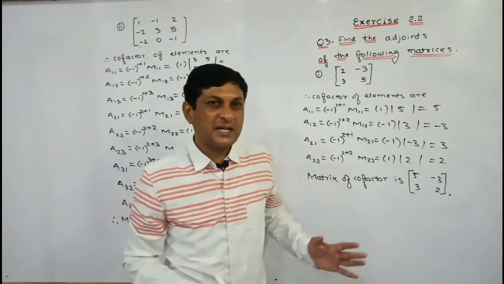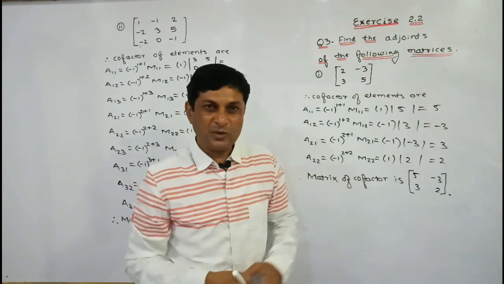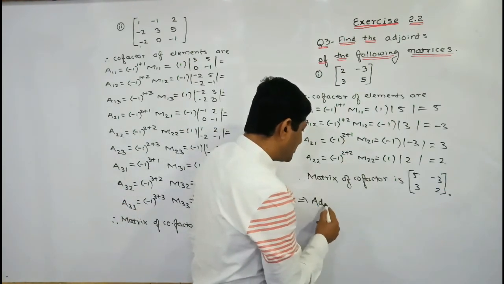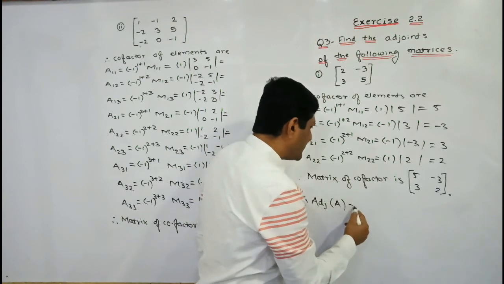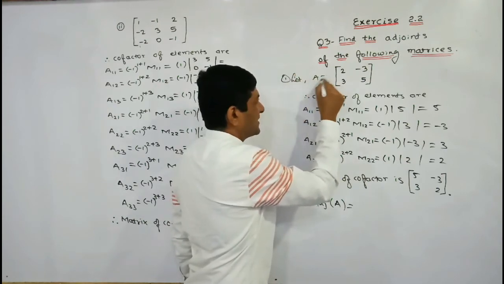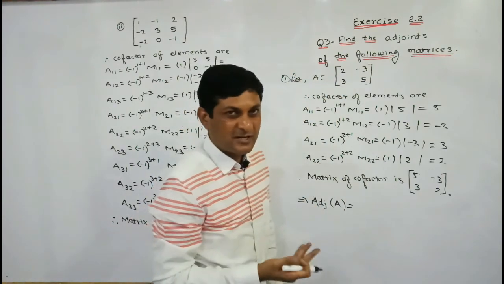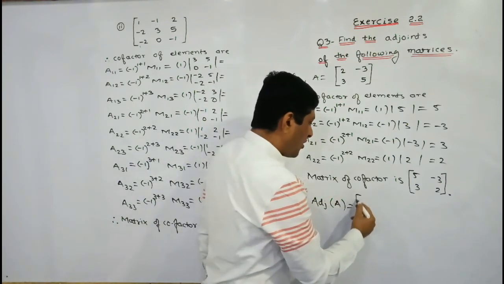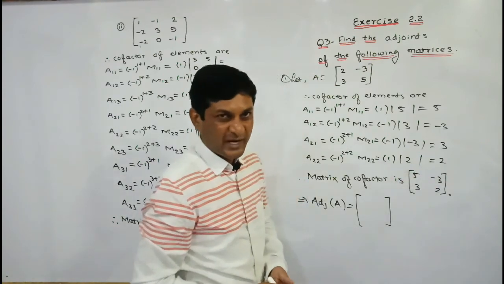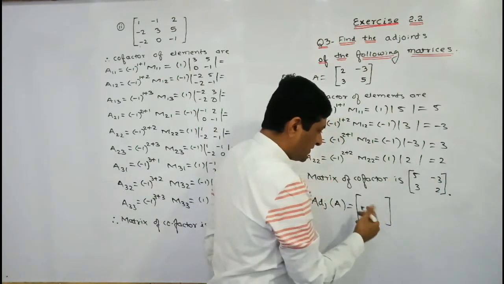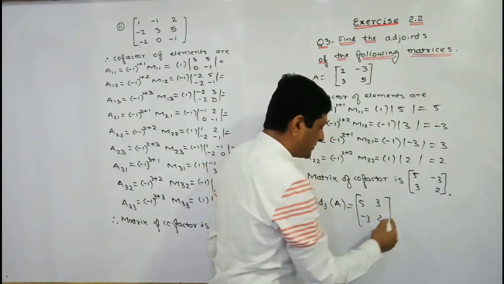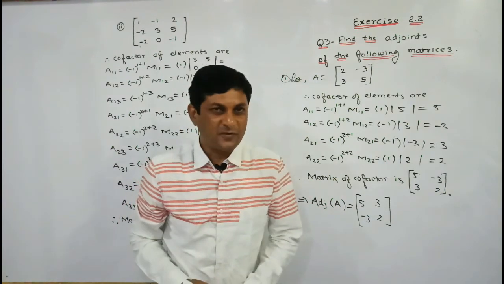Once the cofactors are collected in the matrix, it is called the matrix of cofactors. Now to find the adjoint of the matrix, let A be the given matrix. The adjoint of this matrix is denoted by this notation, and to obtain its elements, take the transpose of the matrix of cofactors. That means convert first row into first column: 5, -3. Convert second row into second column: 3, 2. In this way we are getting the adjoint of a matrix.